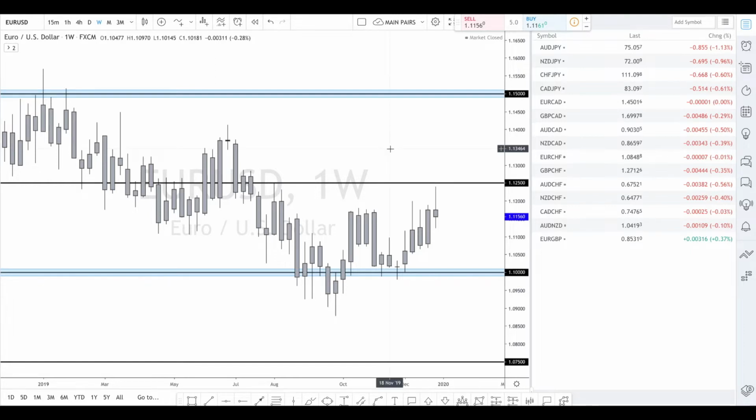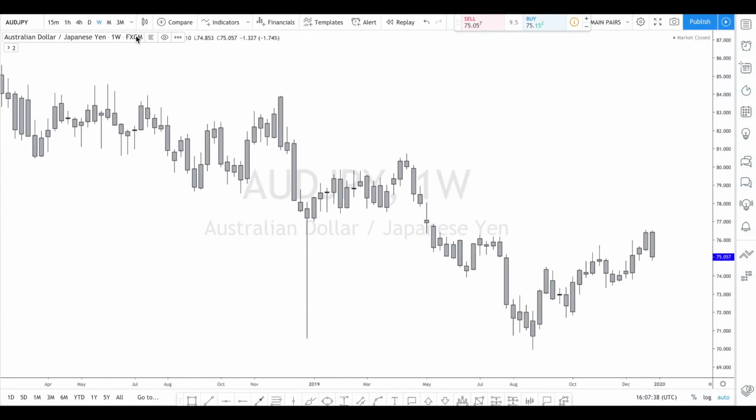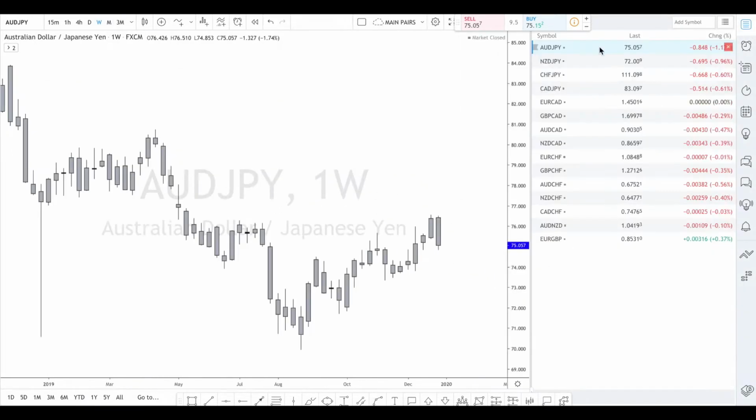I'm just going to cover the cross pairs that I keep my eye on and why. So we've got Aussie yen, New Zealand yen, Swiss franc yen, CAD yen, Euro CAD, pound CAD, Aussie CAD, New Zealand CAD, Euro Swiss, pound Swiss, Aussie and New Zealand Swiss, CAD Swiss, Aussie New Zealand, and Euro pound.